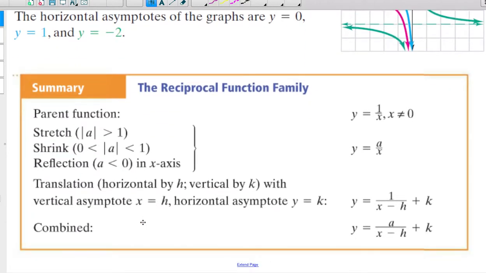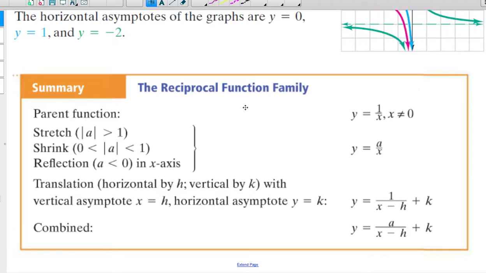Okay, looking at the summary box, this is something we need to hit. The parent function is y equals 1 over x. That means nothing is being done to it. It's not being shrunk, it's not being stretched, it's not being moved right, left, up, down, reflected across the x-axis. It is by itself, pure.